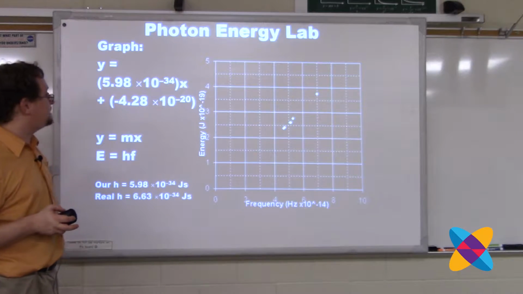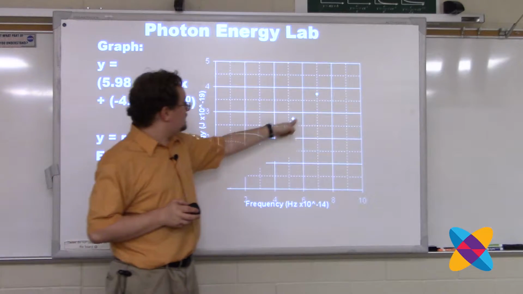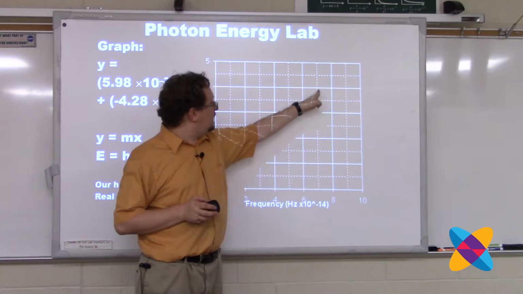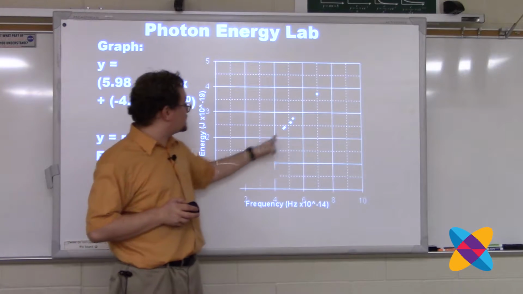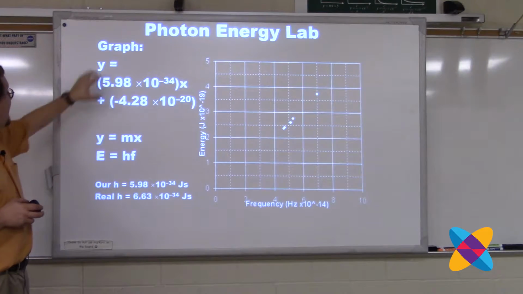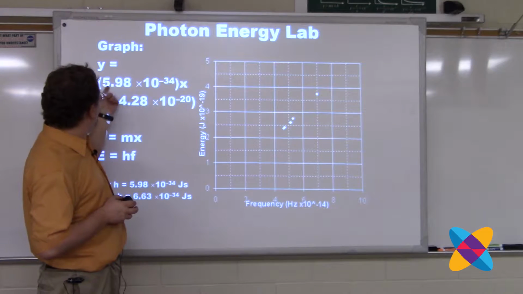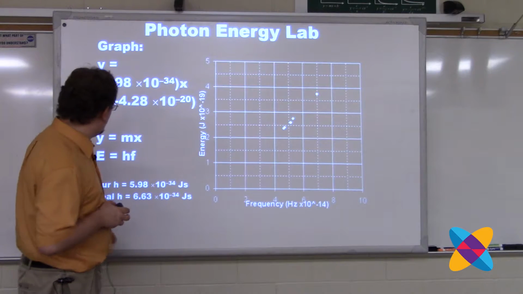Here's what it looks like. Okay, so here are my dots. That looks like a pretty good line to me. That's a line that goes pretty close to the origin too. Isn't that nice? All right, so when I actually do a linear regression, I get a slope of 5.98 times 10 to the negative 34.